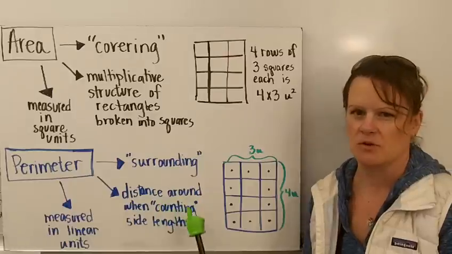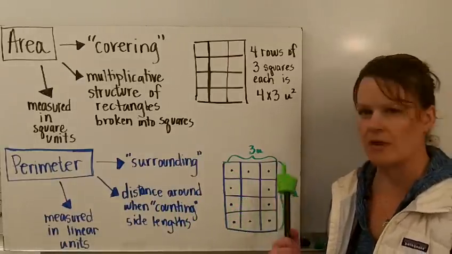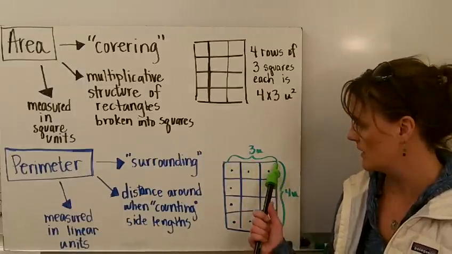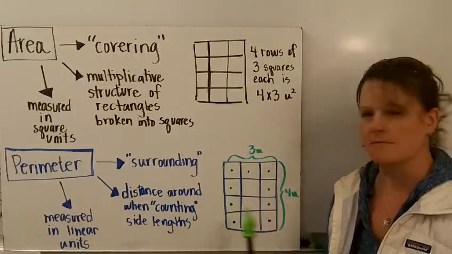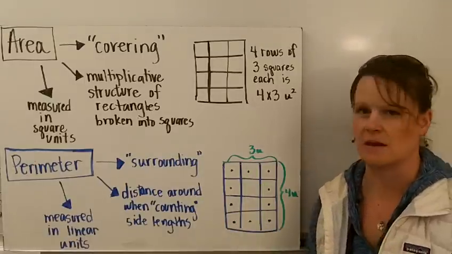Of course, you have to be careful when you're counting the side lengths that you're not counting the actual square units as you're counting around, but that you're counting the length of the side. So in this case, we would want to count 3 here plus 4, and then double that, another 3 and another 4 to get our perimeter.